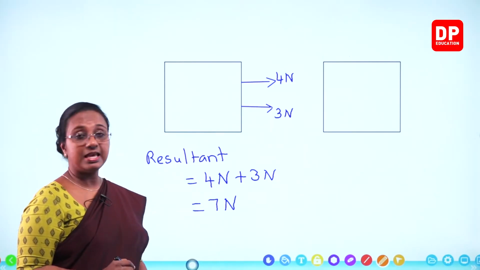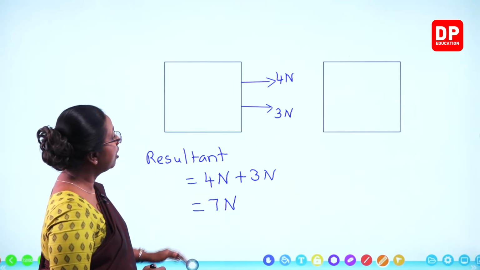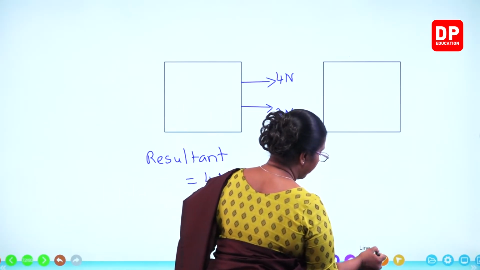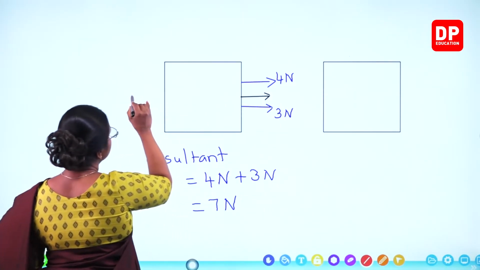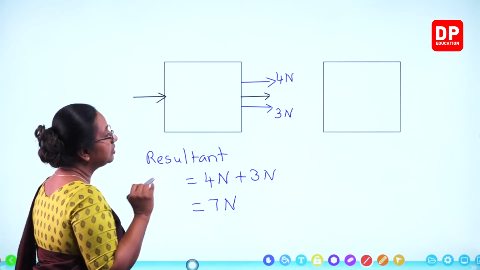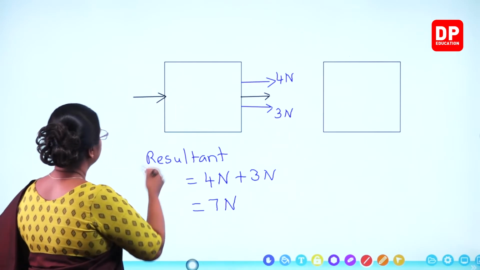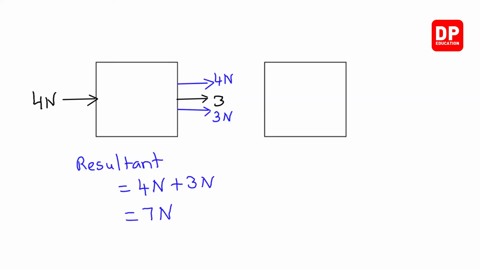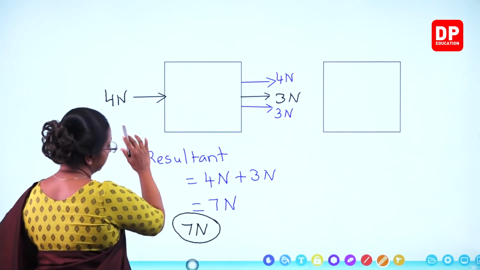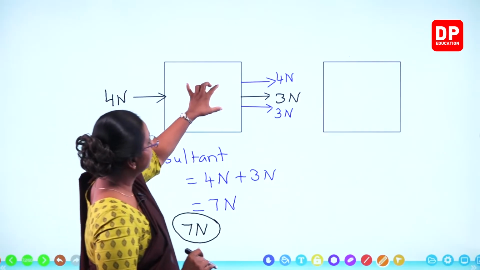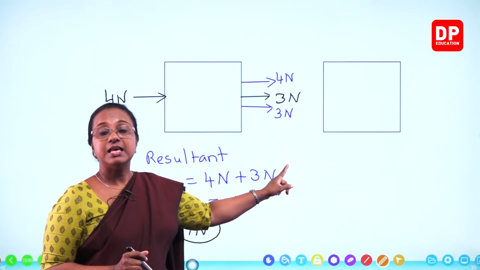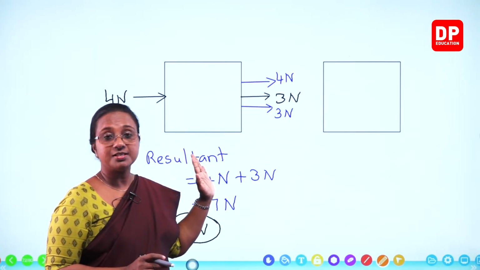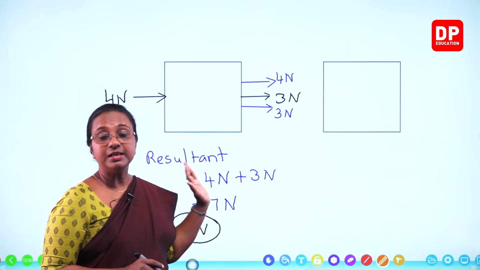If they act in the same direction, it can be either this way or you can have the force this way also. I will use a different color. Another instance, if you have one force this way, the other force this way, that also will give rise to the same resultant. Let's say 4 Newton here and 3 Newton there. Still the resultant will be 7 Newton. It's the same as this. So either you have them acting as parallel forces or with the same line of action but in the same direction. As long as the directions are the same, the resultant is going to be the same.